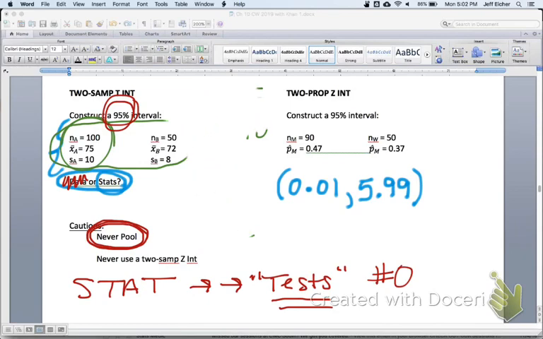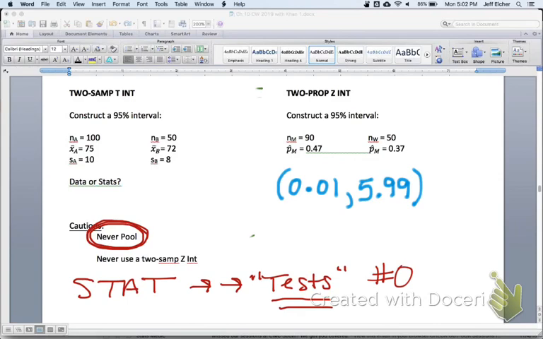I'll get rid of this stuff. But notice this is a difference. So the difference in sample means, the sample mean difference is 3, which is the midpoint of this interval is 3. It looks like it goes from about 0 to 6, and the midpoint is 3. That's the difference in those sample means.